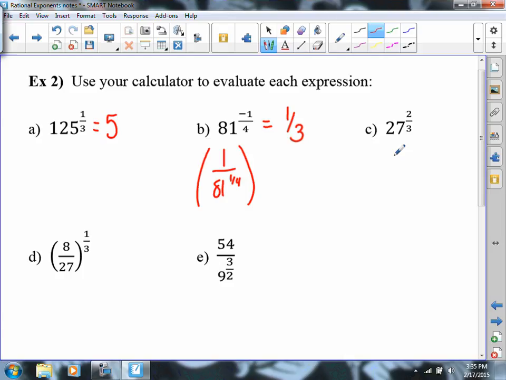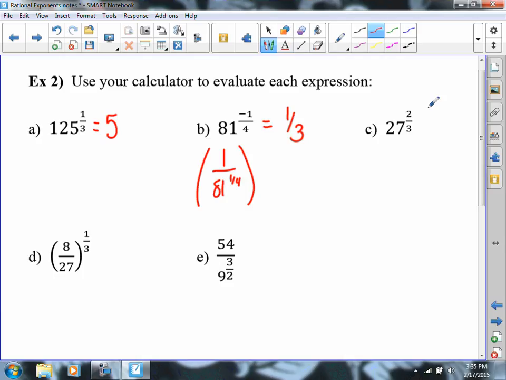Now in part C, this one's kind of funky. We don't have a numerator of 1 in our fractional exponent anymore. We have 27 to the 2/3. So don't think that all of those fractional exponents always have to be 1 over something. They can be any number over some other number.